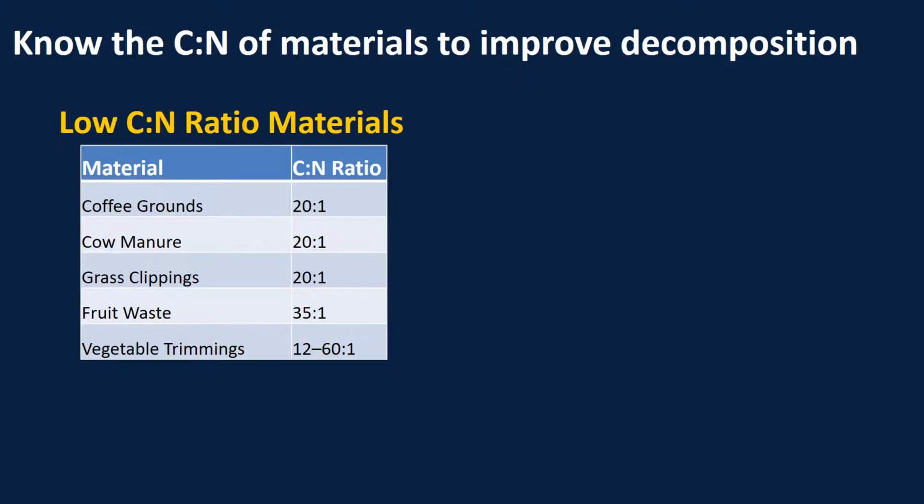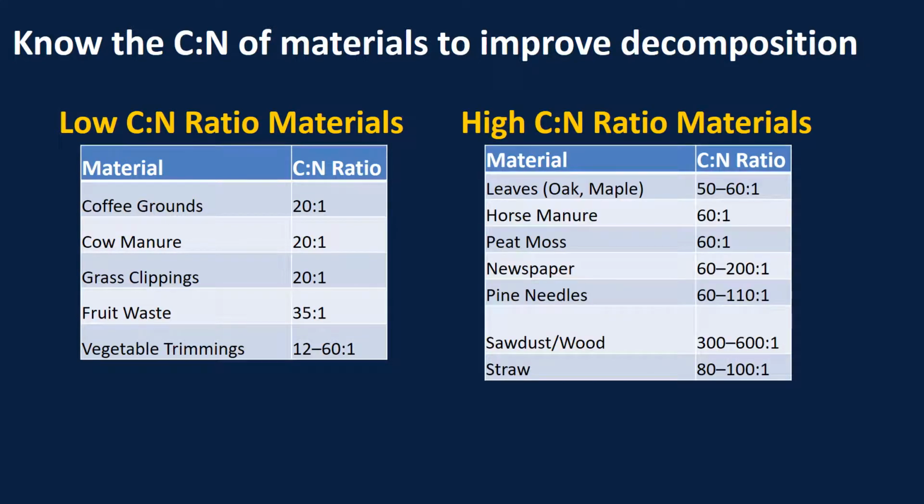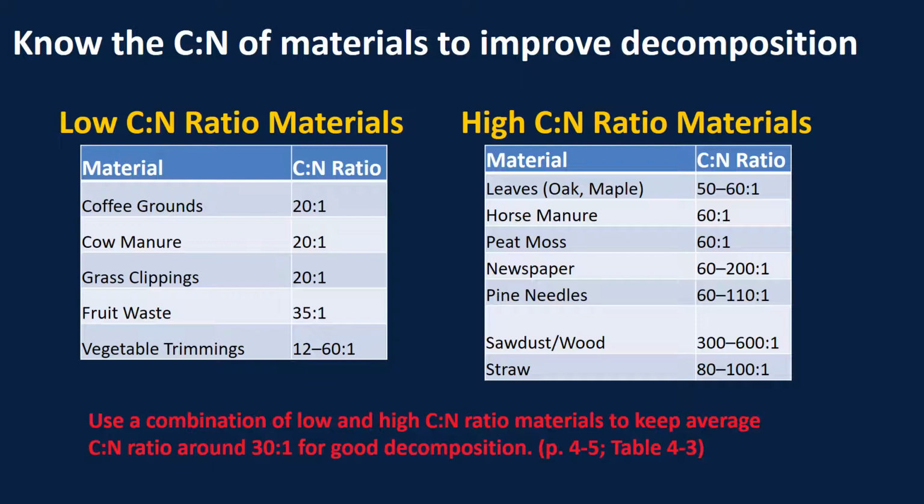So we can take that and combine it with some of these other materials that we want to break down that are in our yards, such as leaves, horse manure, peat moss, newspaper, pine needles, wood, straw, things like that. Take those high C to N ratio materials and mix them with our low C to N ratio materials to get that 30 to 1 combination that we want for good decomposition. So here are some good ideas to think about. We're trying to get that average amount of 30 to 1.